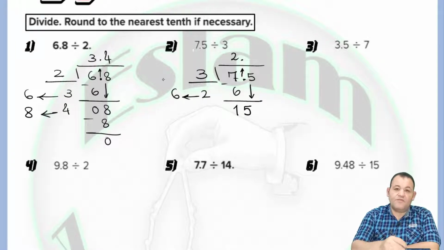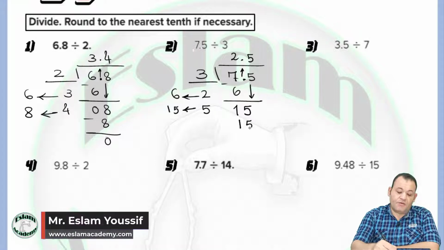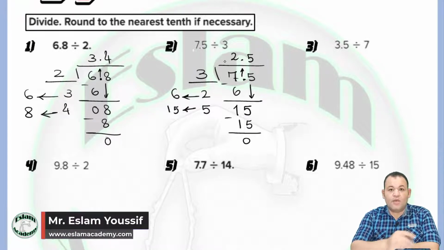Then bring down the next number. So we have 15 divided by 3. 15 divided by 3 equals 5, because 5 times 3 equals 15. We will just write 5 up and 15 down. Now subtract, it will be equal to 0. So the quotient will be equal to 2.5.